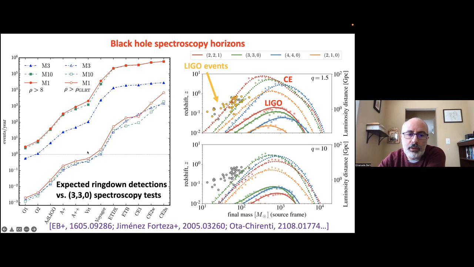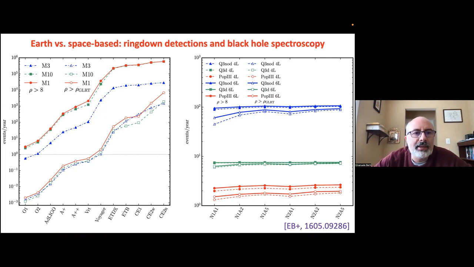And these conclusions have been validated by various other people. More recently, there was a study by Ota and Chirenti that performs a Bayesian analysis and comes to the same conclusion that you really need third generation detectors to do spectroscopy with a single event. Stacking is a topic that I will not address here. Okay, and with LISA, however, whenever you see an event, you should have a large enough signal to noise ratio, you should be able to do this.